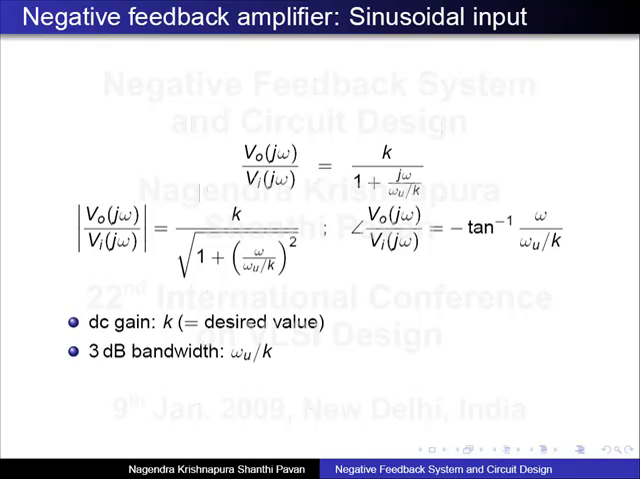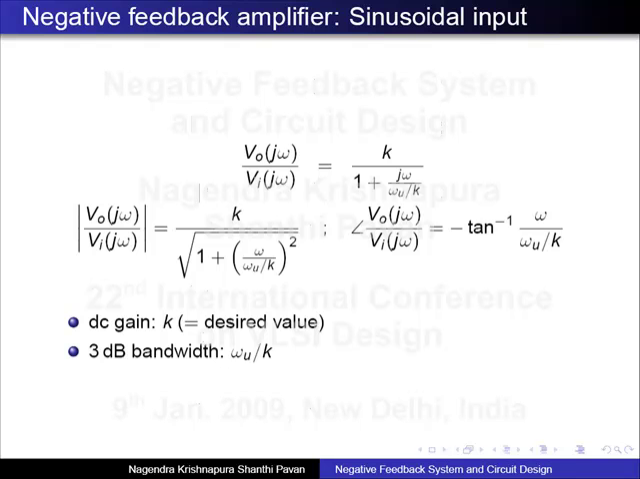Now, I am interested in sinusoidal inputs, so I substitute s equals j omega, right? That's what I have done here. And again, these are familiar expressions for first order systems. And DC gain is k, as we expect. In the time domain, what does DC gain mean? You wait for a long time, what happens? That is the DC gain. You apply a constant input and wait for a long time, that's DC.